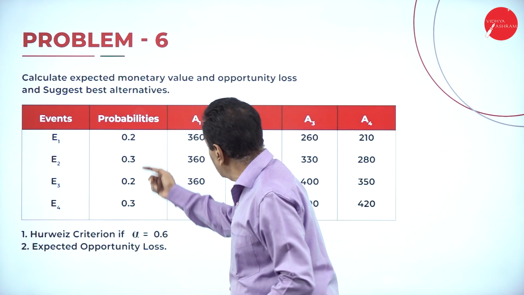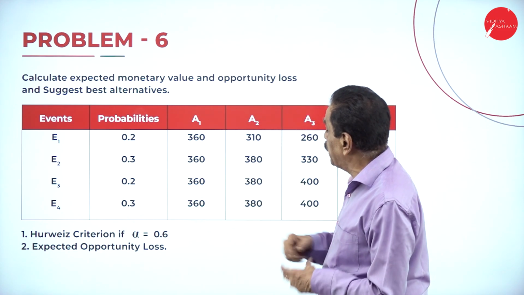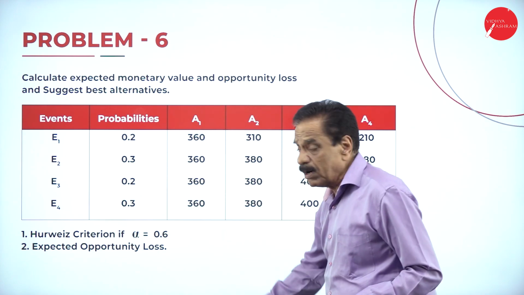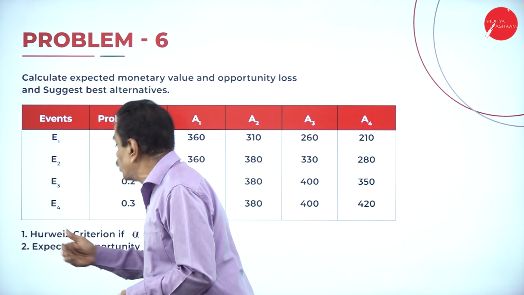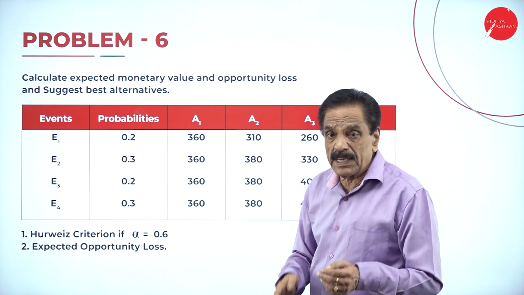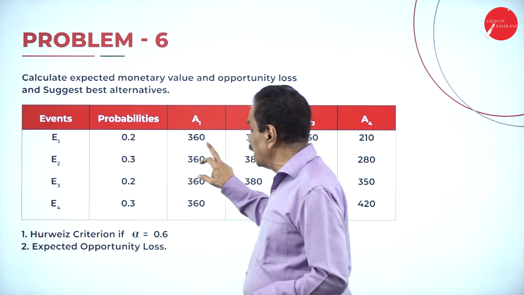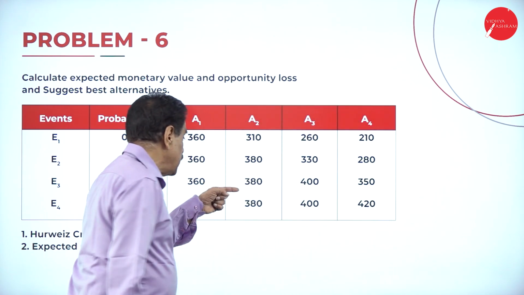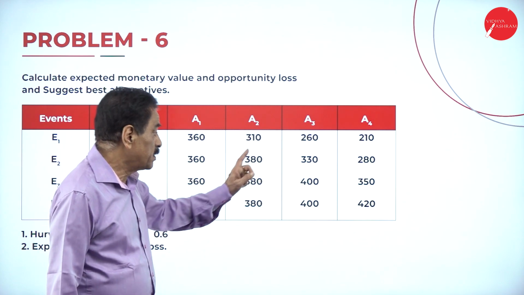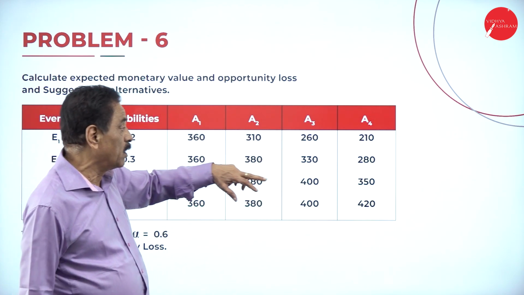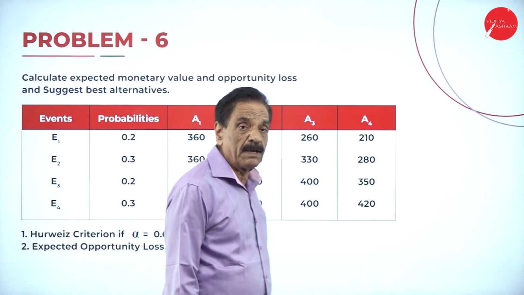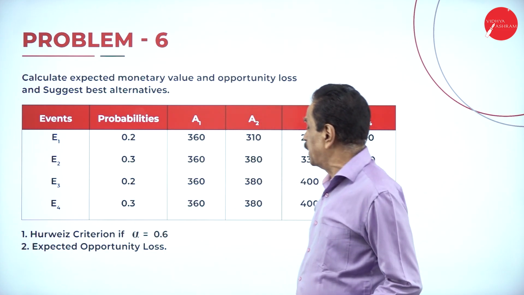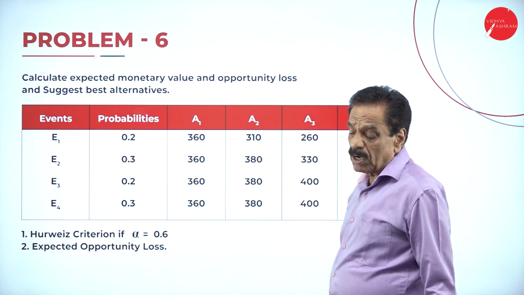So here, these are all the probabilities: 0.2, 0.3, 0.3, 0.2. These are all the returns we have got. There are 4 events and 4 alternatives. When you go with the first alternative, the returns are 360, 360, 360, 360. Second one: 310, 380, 380, 360. Third: 260, 330, 400, 400. Fourth: 210, 280, 350, 420.